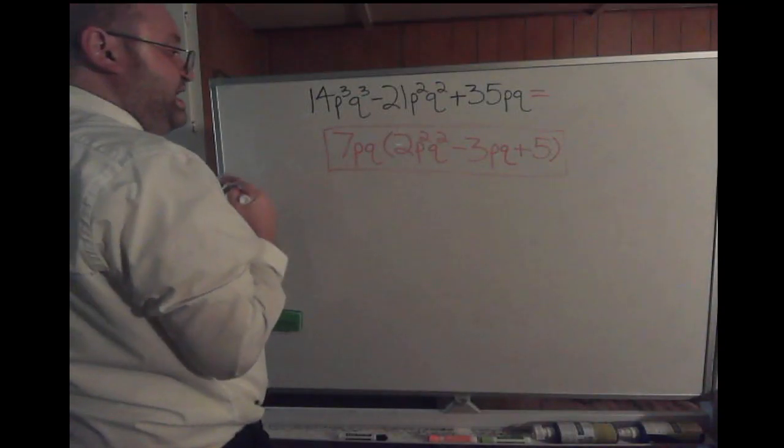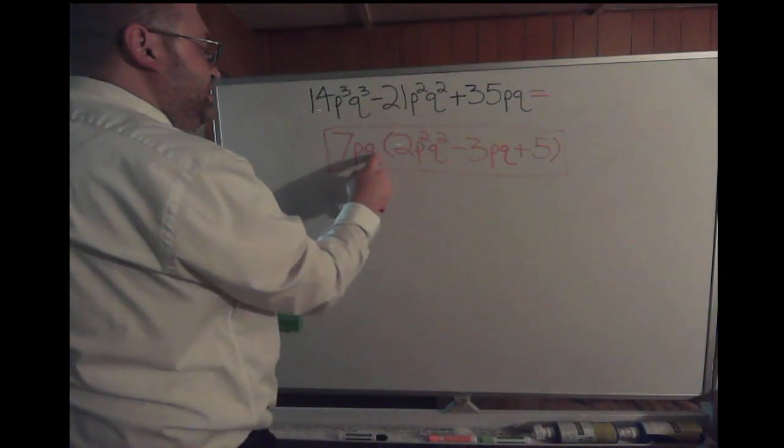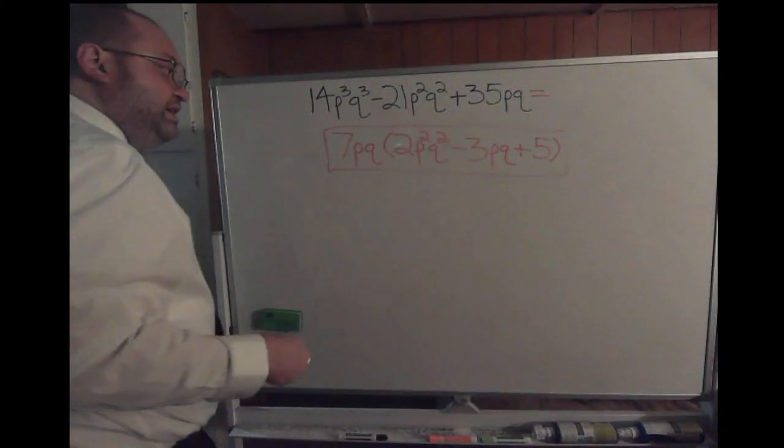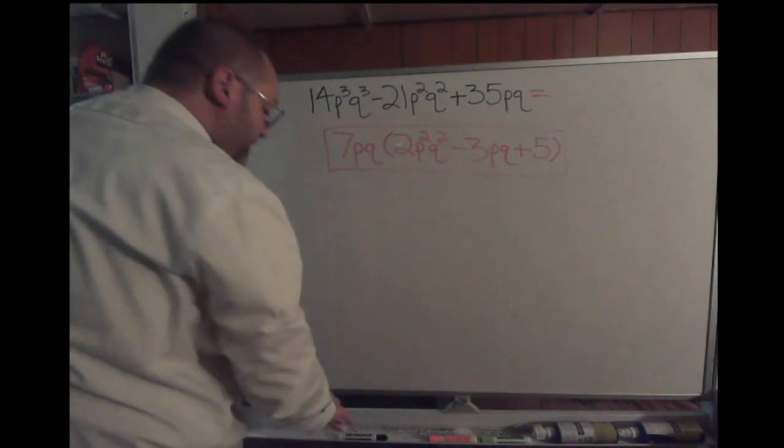So the complete factorization of this polynomial is 7pq times the quantity of 2p squared q squared minus 3pq plus 5.